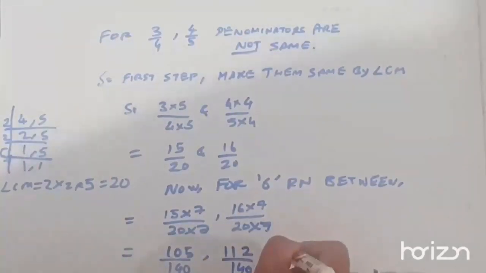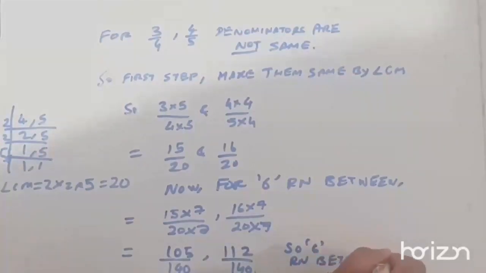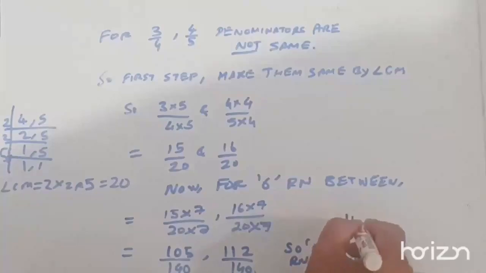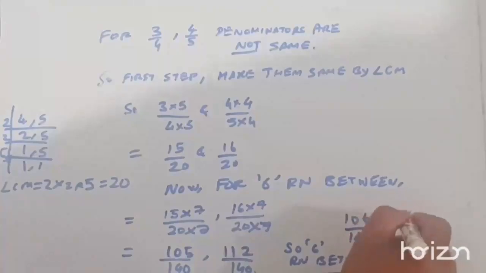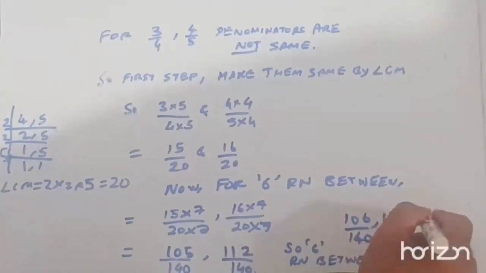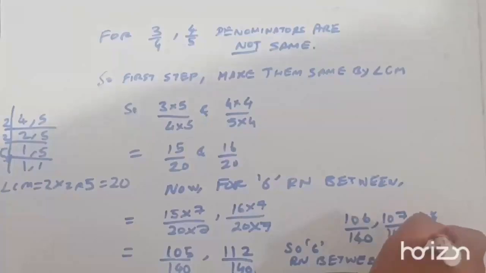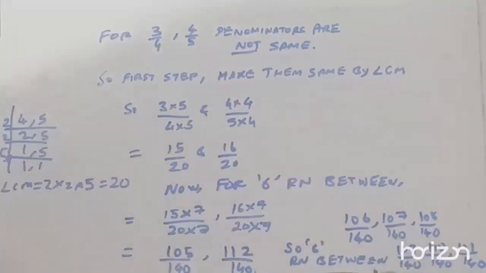And we can now immediately write down the rational numbers between these two fractions. So we start with 106 by 140, and the other one would be 107 by 140. Next one would be 108 by 140. Next one would be 109 by 140. Next one 110 by 140, and finally 111 by 140. So these are the rational numbers between the rational numbers which were given to us.